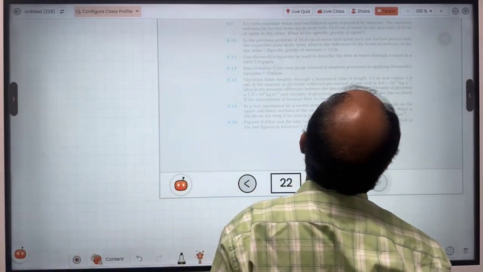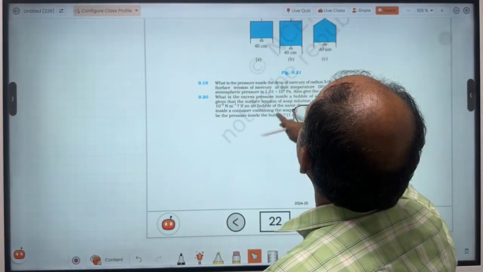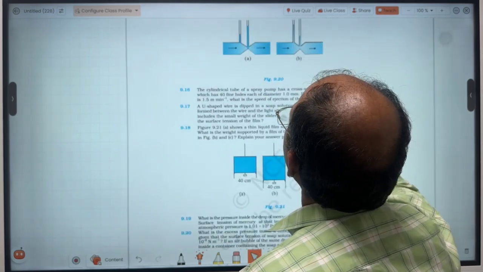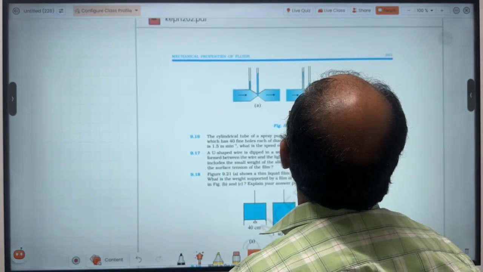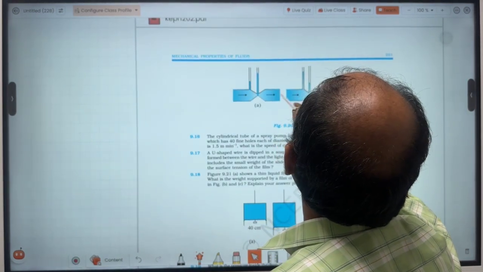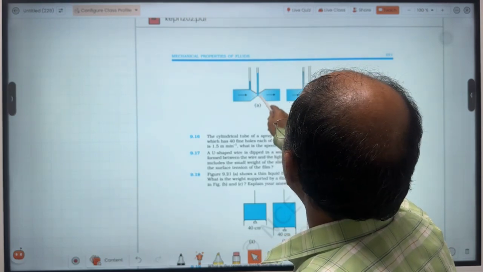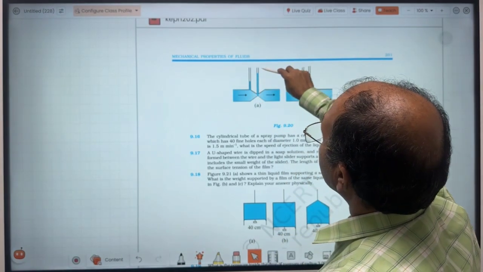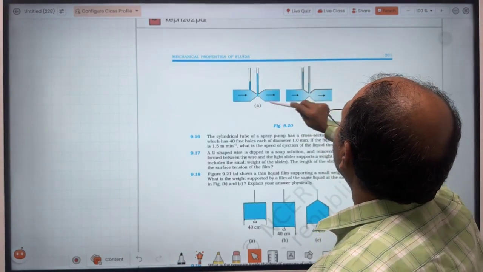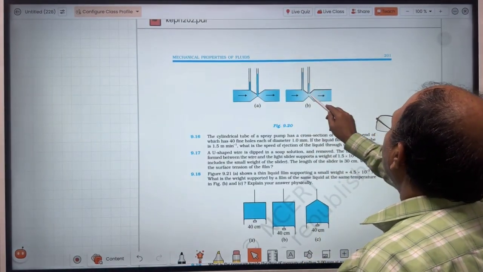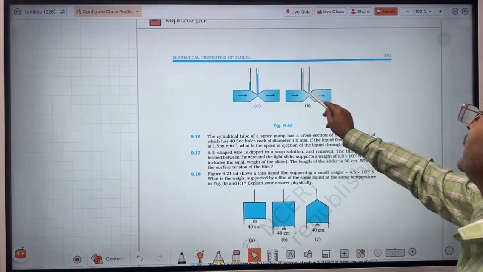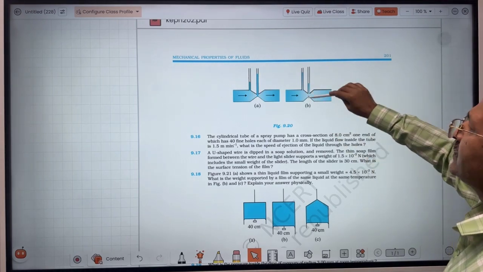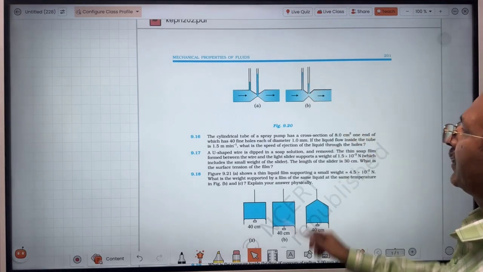Let's see what the figure is about. So here there are two figures. In this case, what is happening? Here there is a constriction, it means speed will be more, so pressure will be less, but the rise in liquid is more, so that is wrong. In this case, what happens? Here at the constriction, speed will be more, so pressure will be less, hence the rise of liquid will be less. So this one is correct.